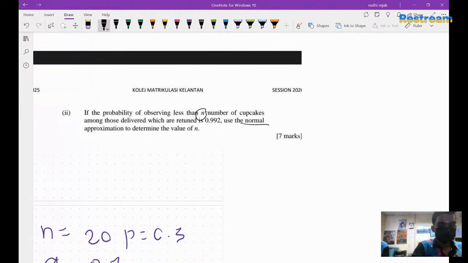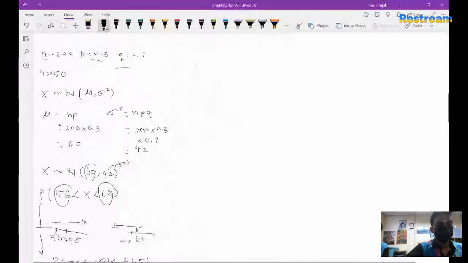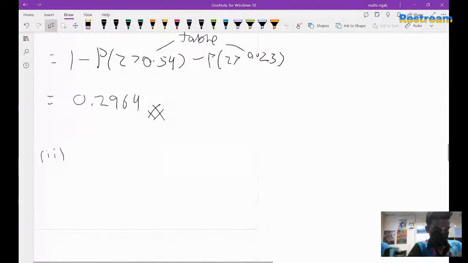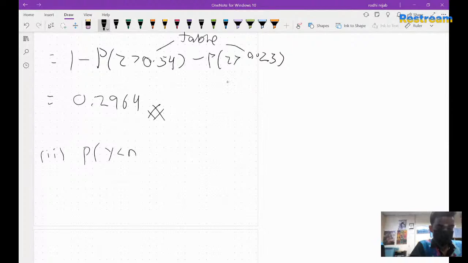So basically they're saying that, let's take the probability of observing as y. So they're trying to say P, Y is less than n, equals 0.992. And now you have to do normal approximation and find the value of n. It's not hard. So now that we know P, Y less than N equals 0.992.